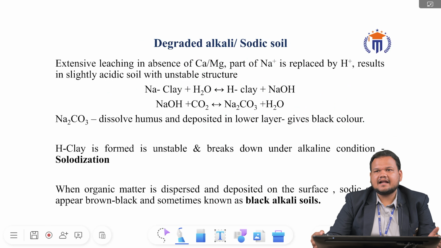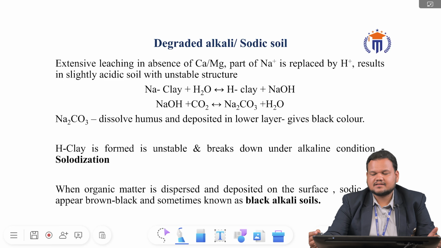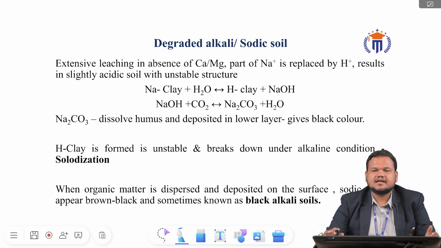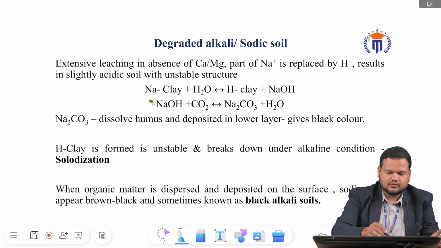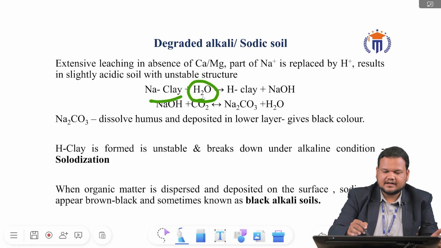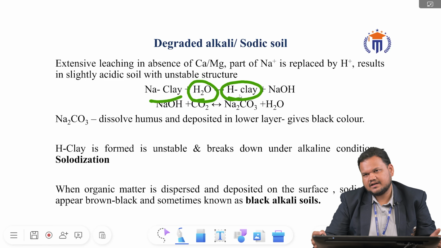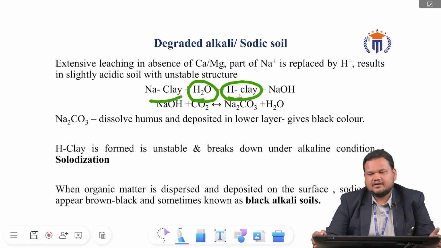So next is your degraded alkali soils. Degraded alkali soils have a high amount of leaching of calcium and magnesium, and around 80% or around 95% of sodium is present within the soil colloids, which maintains instability in the structure. You can see this sodium clay, when reacting with water, results in the formation of hydrogen clay. So this is your degraded alkali soil, which happens when there is excessive loss of calcium and magnesium and the sodium concentration is more.